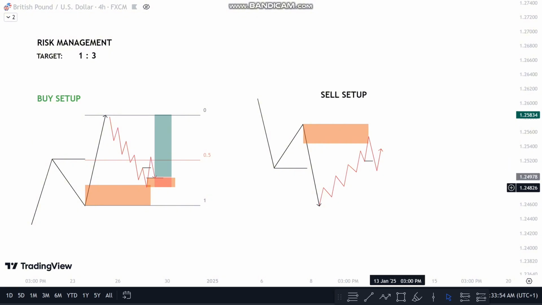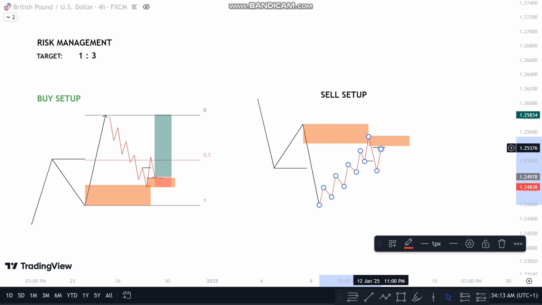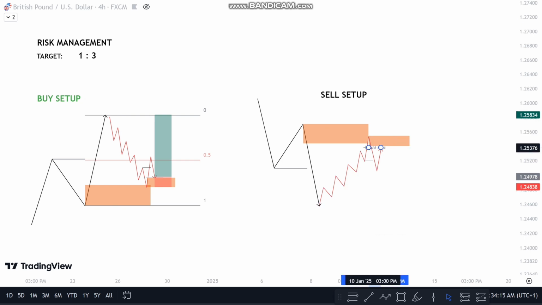Okay, then on this pullback, either I look for a liquidity to get swept around this point, which might be Asian highs, okay, to get swept, then you enter on your supply area. The reason I'm adding liquidity is with liquidity is more valid. And also you can still trade it normal like this. Just follow the rules and you'll be good.